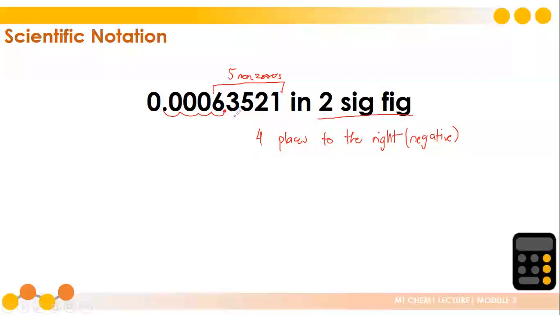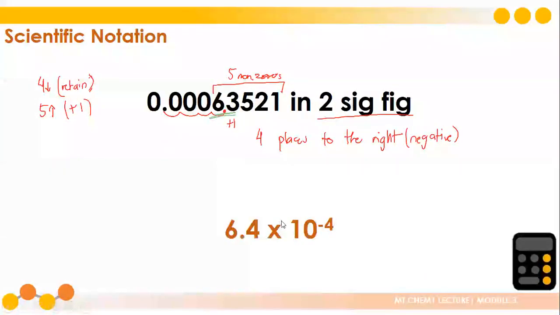And then we have to round off. Remember that when rounding off, if the value is 4 and below, you retain. If it's 5 and above, you add 1 to the number before it. We're rounding off to two significant figures, which are 6 and 3. Taking a look at the number next to 3, it's 5, so it follows the second rule, wherein you will add 1 to 3. So our final answer here now is 6.4 times 10 raised to negative 4.